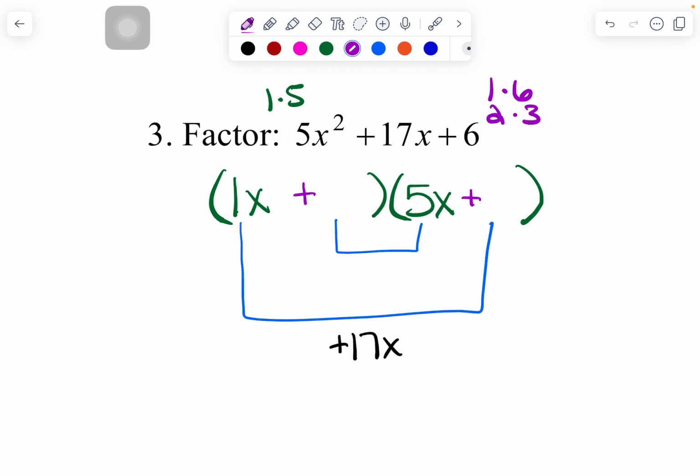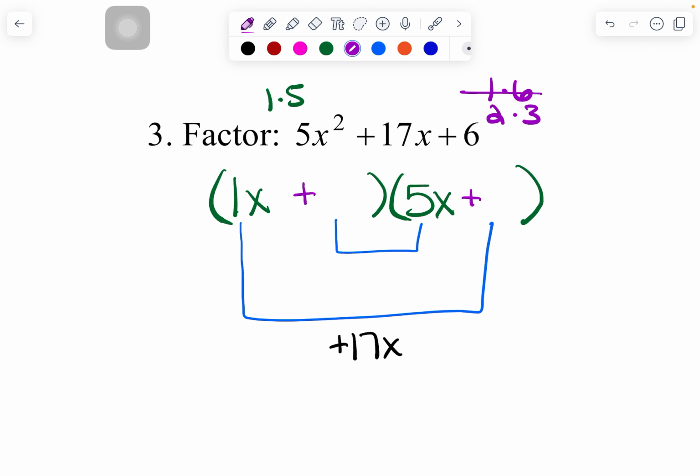Let's see if I reverse those numbers. If I put a 6 here and a 1 here, I'm just guessing and quickly checking. So 30x, 1x, I don't care what you do with a 30 and a 1, you're not making me a 17. So that means that 1 and 6 are not it. I have guessed and checked both possibilities for position.